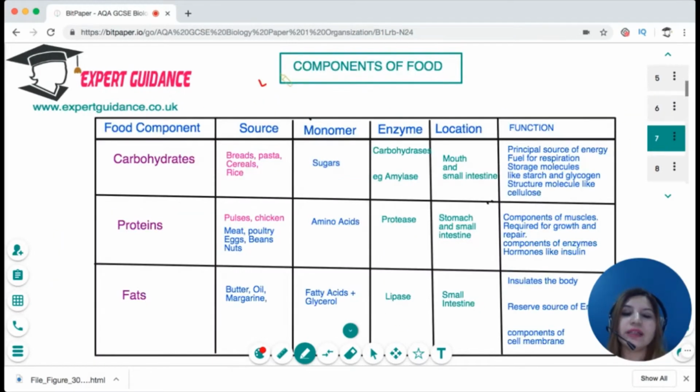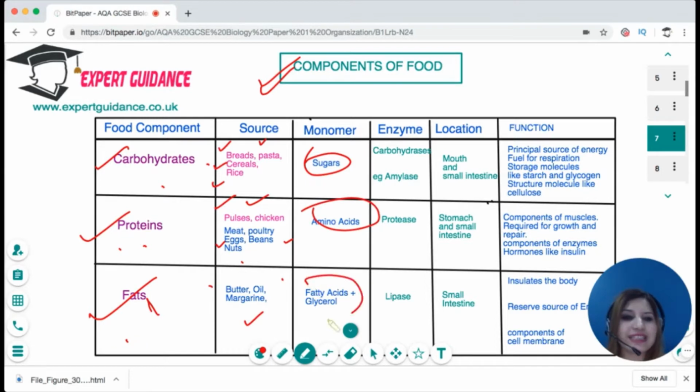Now, let's see what components we take in with the food. We take carbohydrates, proteins, and fats. Carbohydrates are present in bread, pasta, cereals, and rice. Proteins are present in pulses, chicken, meat, poultry, eggs, beans, and nuts. Fat is present in butter, oil, and margarine. Carbohydrates are composed of sugars. Proteins are made up of amino acids, and fats are made up of fatty acids and glycerol.